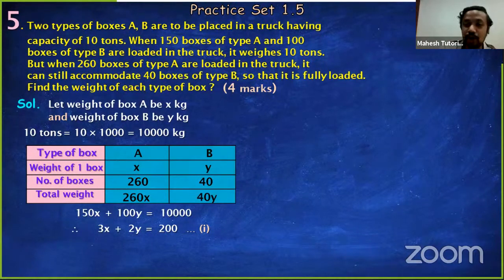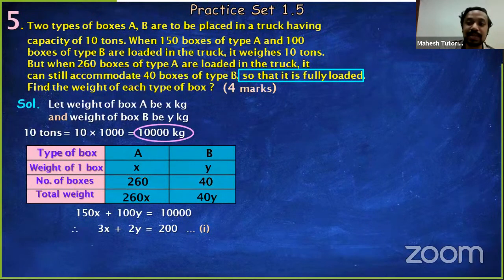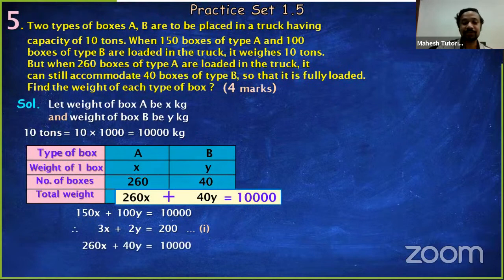So now students, according to the second condition, when this condition is applicable, the truck is fully loaded. When the truck is fully loaded, they had clearly mentioned the weight capacity of the truck. How much is it? 10 tons. 10 tons is nothing but how much kg? 10,000 kg. So as per the second condition, when the weight due to A type boxes is 260x and the weight due to B type boxes is 40y, the total weight in the truck is 10,000 kg. So according to the second condition, we get 260x plus 40y is equal to 10,000.